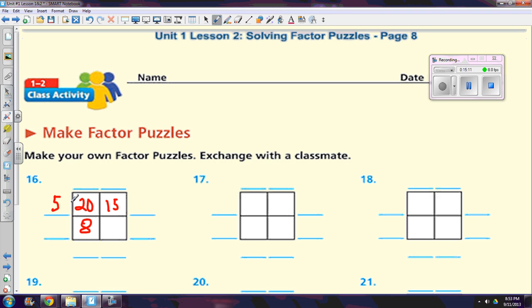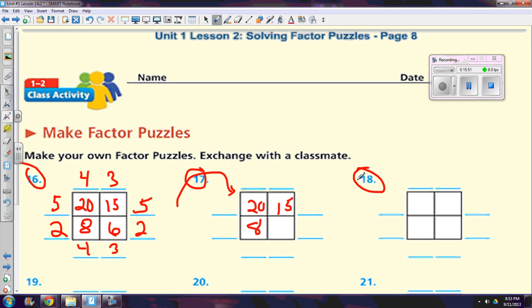5 times 20, oh excuse me, 5 times 4 equals 20. 5 times 3 equals 15. And then remember to bring everything down and over, down and over. 8 divided by 4 is 2. So 2 times 3 is 6. So again, if this was a problem that I was going to be giving one of my classmates, you would write the problem as 20, 15, and 8 and let them solve it. So I'd like you to come up with at least 3 of them on your own to share.